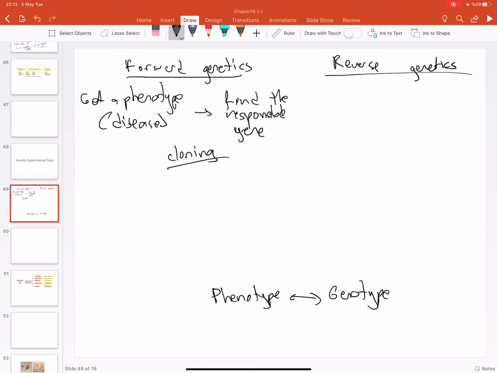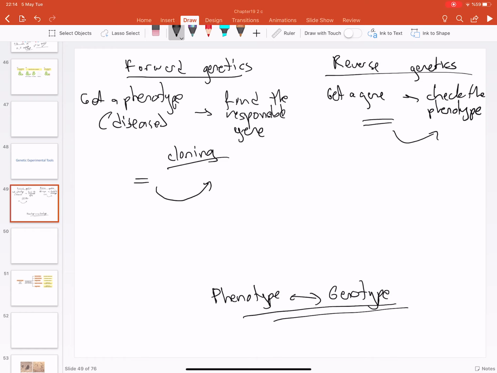Okay, people have done forward genetics for a long time. Currently, we are also doing reverse genetics as well. So get a gene and check the phenotype. And how do you do that? You first start with a gene whose function you don't know, and then you identify the function. Here is the opposite. First you get a function and you identify the gene responsible for this function. Okay, so we use both forward and reverse genetics in the field of genetics to make the correlation between genotype and phenotype, which is not an easy job.